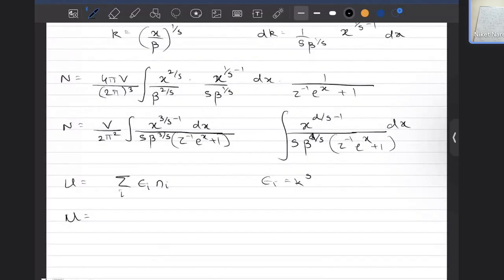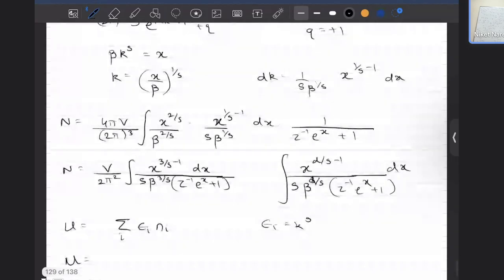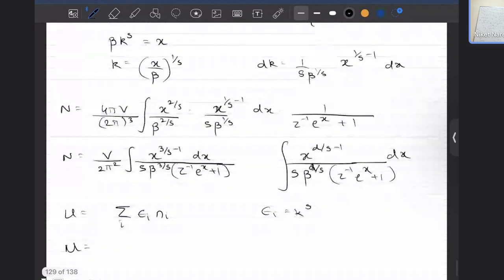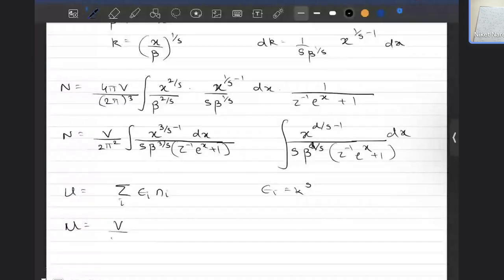what would it mean? It would mean that x by beta is something that I'll have to multiply here in the equation of n. So v by 2 pi square x power 3 by s, because I multiplied this by x already, divided by s beta.